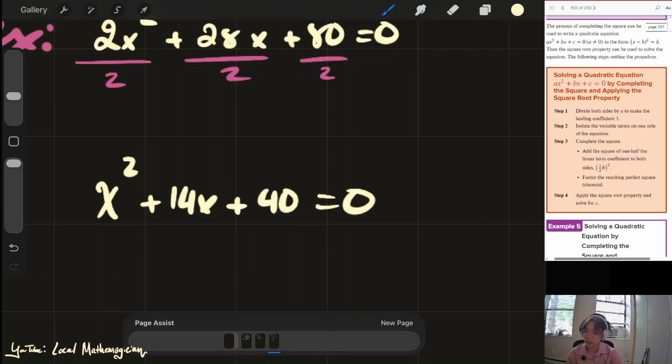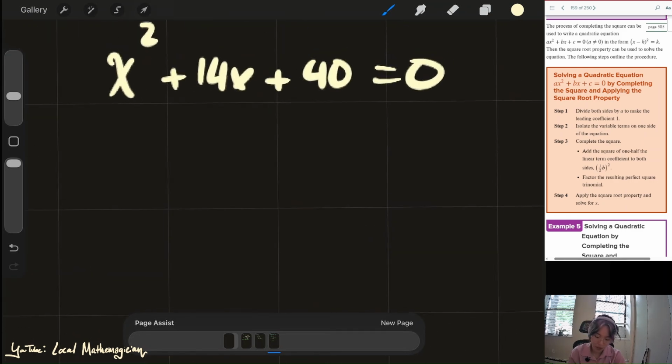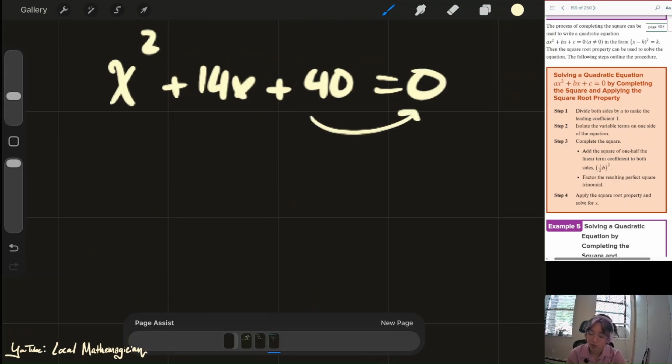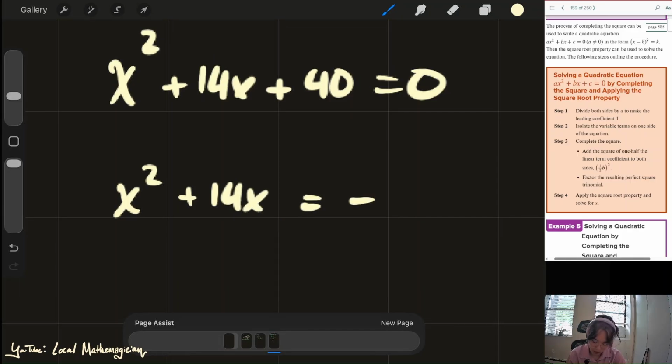There's 2 ways of representing this following step. And I'm going to show you the way that I think is the most intuitive, okay? What we're going to do is scooch the 40 to the other side, like the steps say, right? Isolate the variable terms on one side. So that's going to leave us with x squared plus 14x is equal to negative 40, okay?